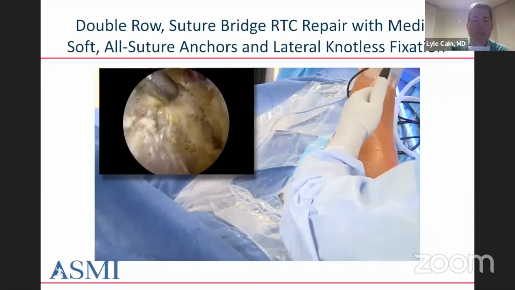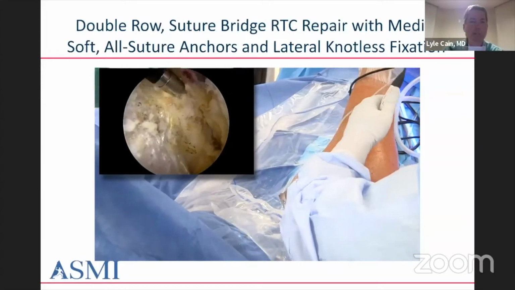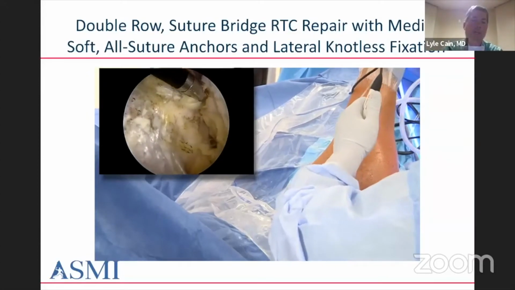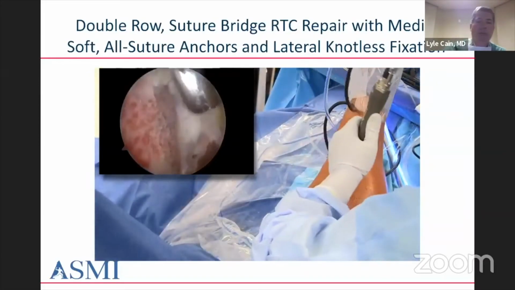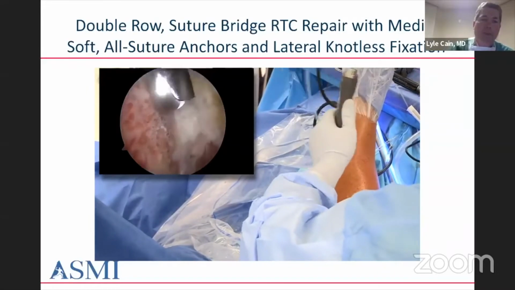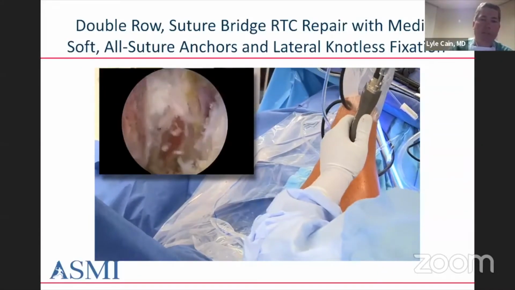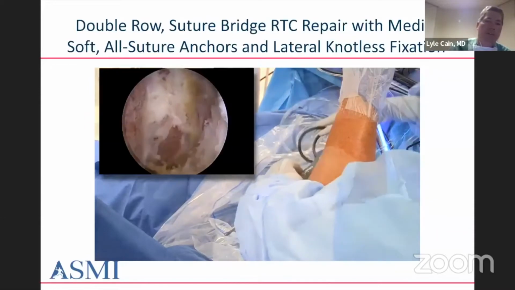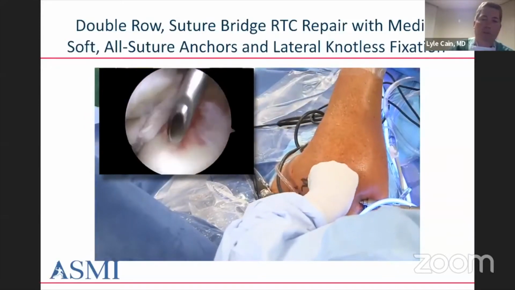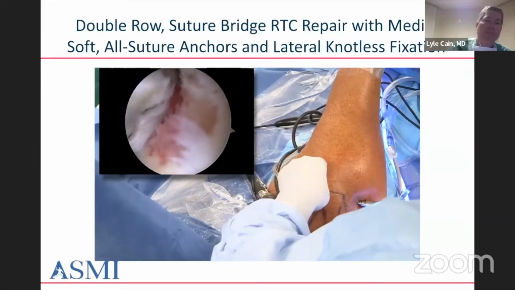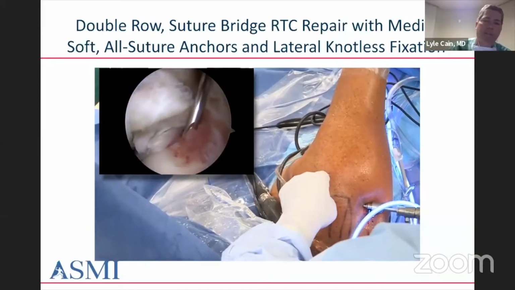So we're going to clean out the subacromial space. We still do an acromioplasty and a subacromial bursectomy. I know some people think that's controversial. Our feeling is that the rotator cuff is going to have some swelling and thickening during the healing, and we want to make sure it has a smooth surface to rub against and also plenty of space.